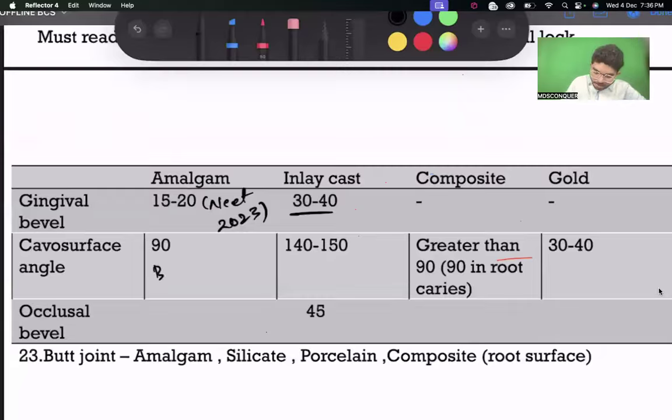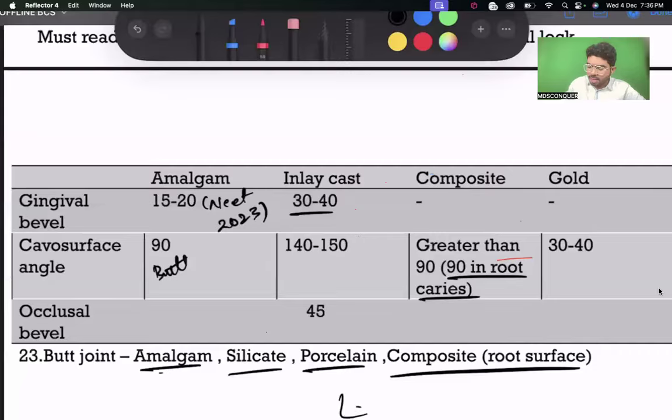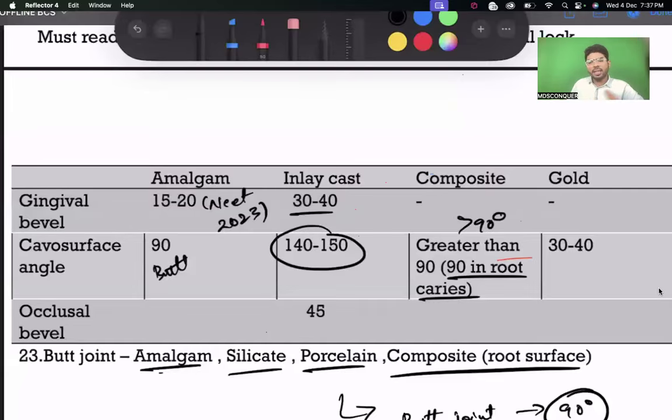Butt joint we give as the cavosurface in the case of amalgam. Composite on root is also butt joint: amalgam, silicate, porcelain, composite on root surface. What is the cavosurface angle? The cavosurface angle for butt joint is 90 degrees. In the case of composite, it is preferably more than 90 degrees. In the case of inlay, in a few areas it is given as 130 to 140, and in a few areas as 140 to 150.